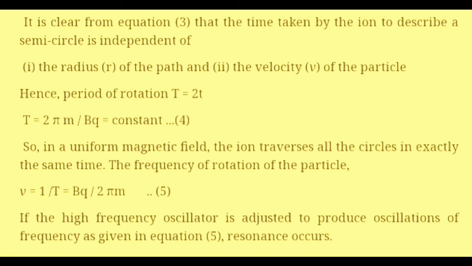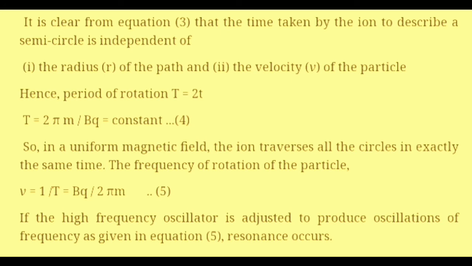Hence, the period of rotation T, which is equal to twice of t, can actually be termed as the total period. So it is given by T is equal to 2t, and just substituting the value of t that we have just calculated in the equation number 3, we will get the equation number 4 as T is equal to 2 pi m by Bq, which is also a constant.